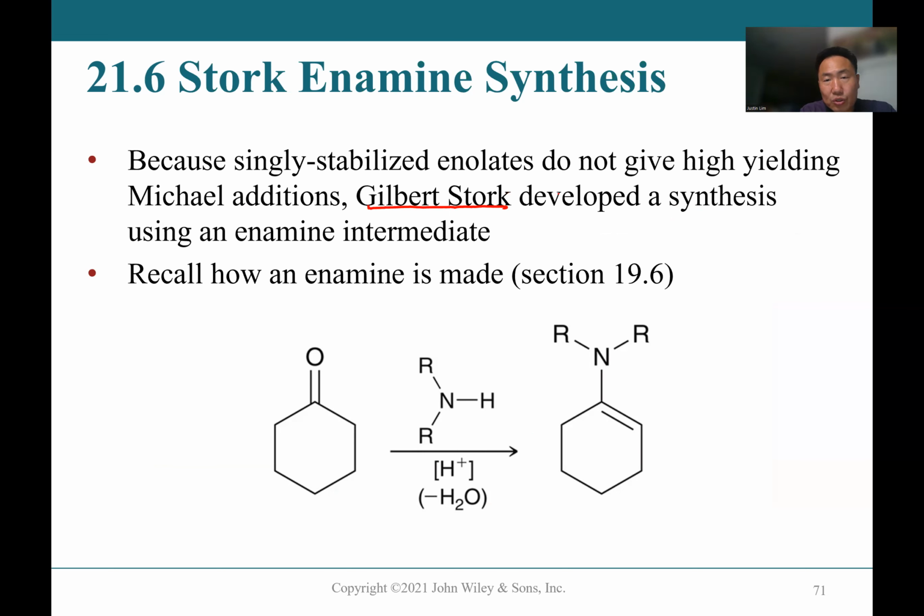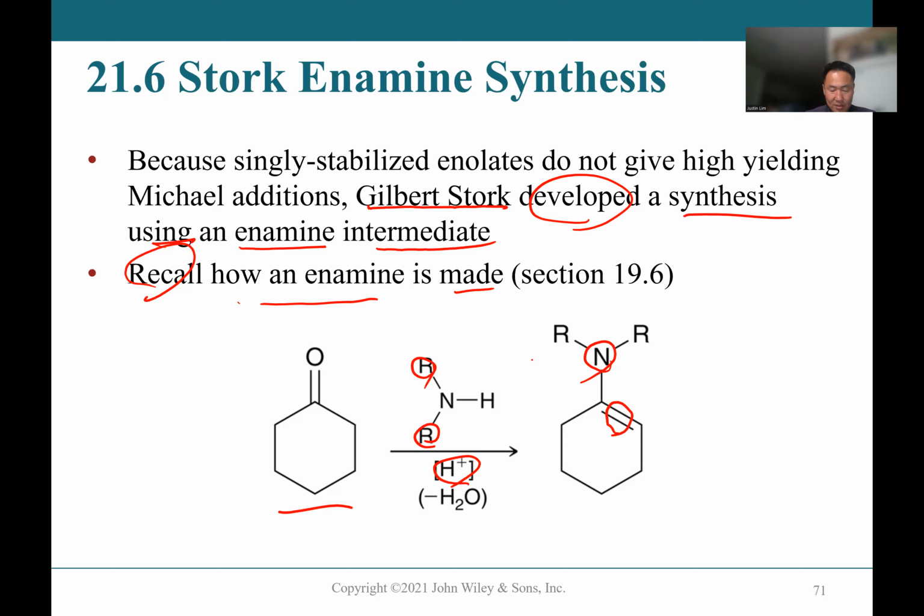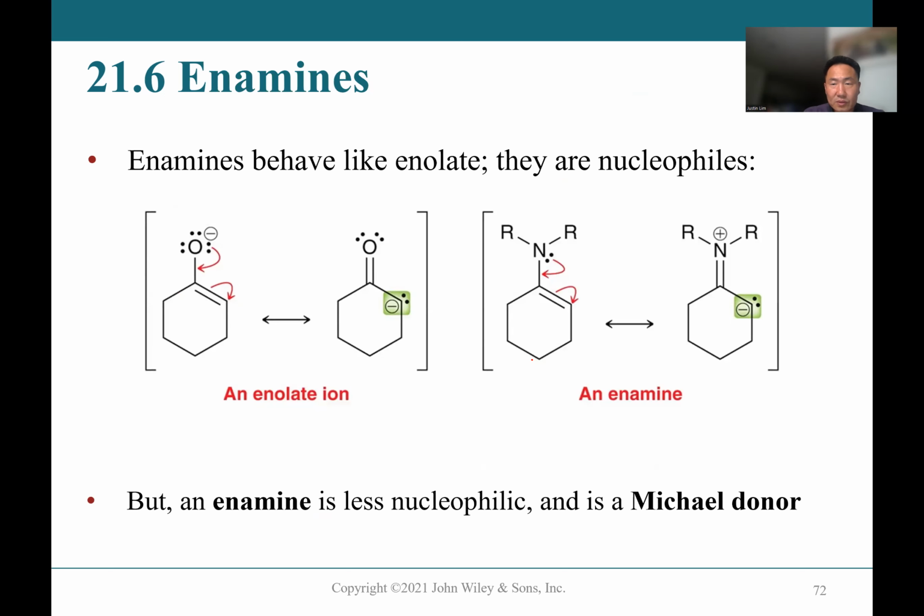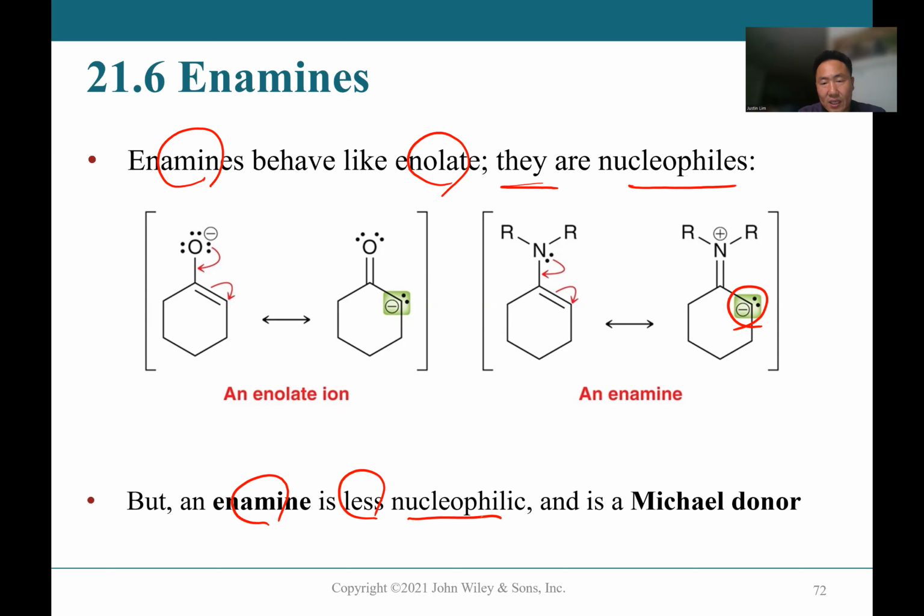Gilbert Stork developed a synthesis using an enamine intermediate. So recall how an enamine is made: cyclohexanone with a secondary amine, in the presence of acid, you can generate an enamine. So enamines behave like enolates. They are nucleophiles. But an enamine is less nucleophilic. The enamine is the Michael donor.